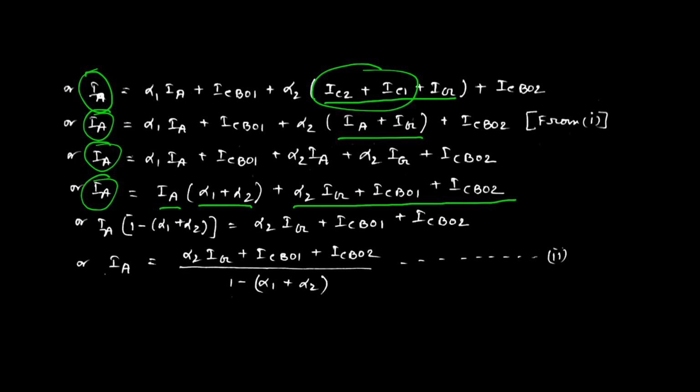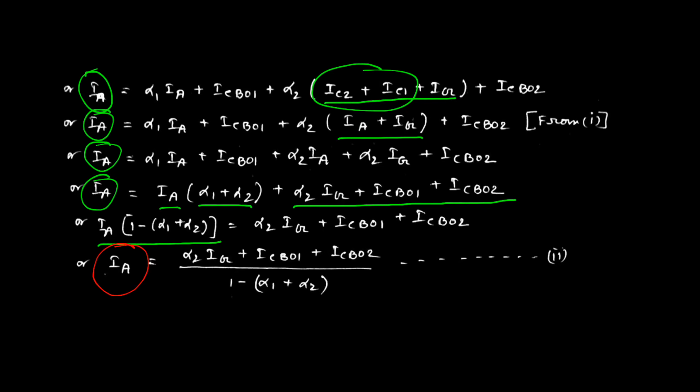Then we can say IA into 1 minus alpha 1 plus alpha 2 should be equal to alpha 2 IG plus ICBO1 plus ICBO2. So the final expression we can write is IA equal to alpha 2 IG plus ICBO1 plus ICBO2, divided by 1 minus alpha 1 plus alpha 2. Okay.